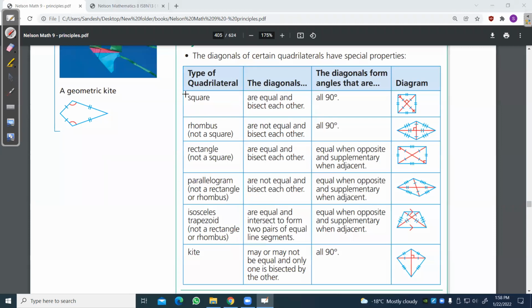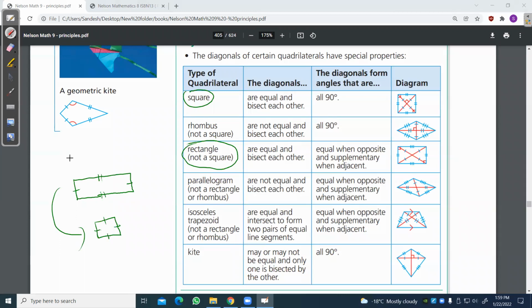How is a square different from a rectangle? For a rectangle, the sides don't have to be equal. These sides are equal, and these sides are equal, but they're not all equal. For a square, all 4 sides have to be exactly the same. So that's the difference between a rectangle and a square.